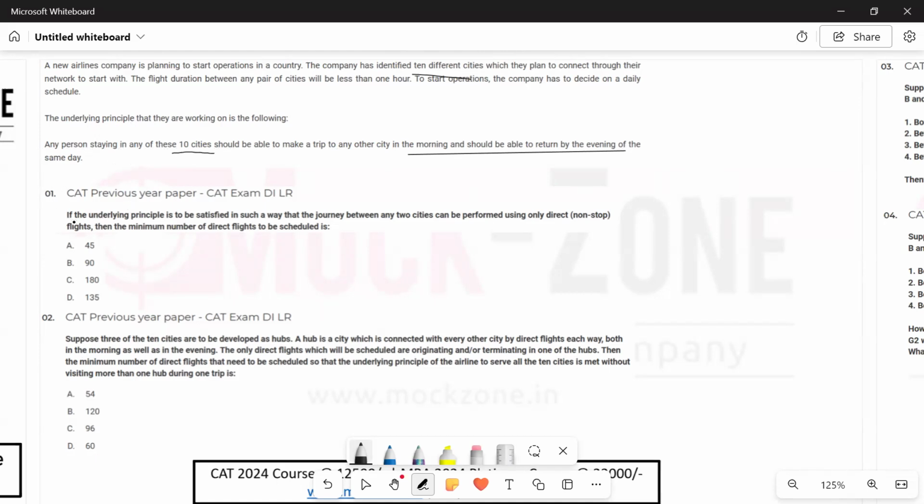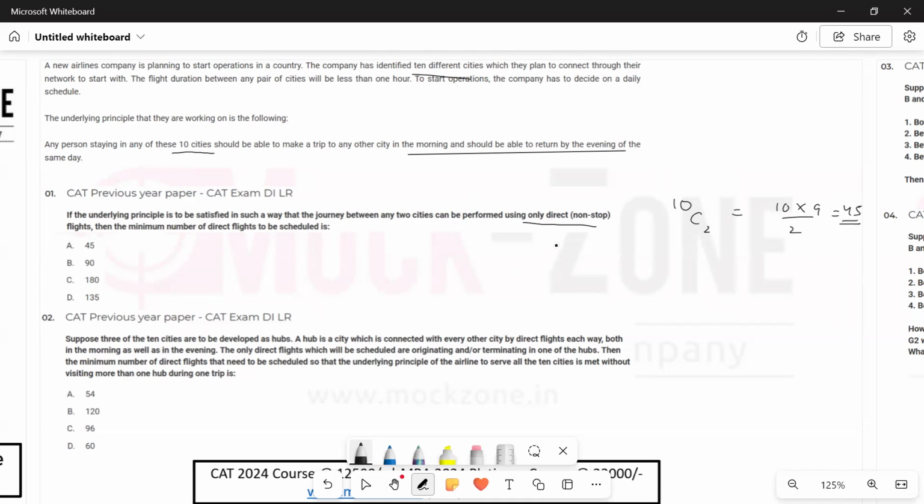So the first question says, if the underlying principle is to be satisfied in such a way that the journey between any two cities can be performed using only direct non-stop flights, then the minimum number of direct flights to be scheduled is. We know that there are 10 cities. So if we want to connect any two of the 10 cities, first of all, how many ways are there to select two cities out of the 10? There are 10C2 ways, which is how many? 10 into 9 by 2, which is 45. There are 45 ways by which you can select two cities.